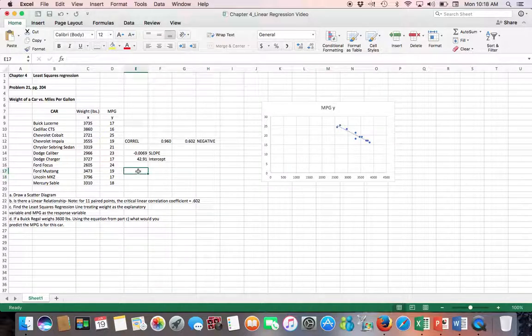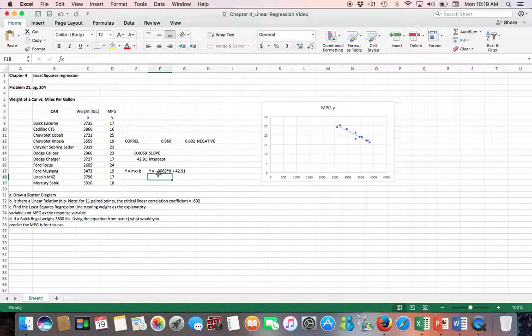So our equation, which is y equals mx plus b, where m is slope and b is y-intercept, is y equals minus 0.0069 times x plus 42.91. That is our equation of the line where x is the weight of the car and y is the miles per gallon.